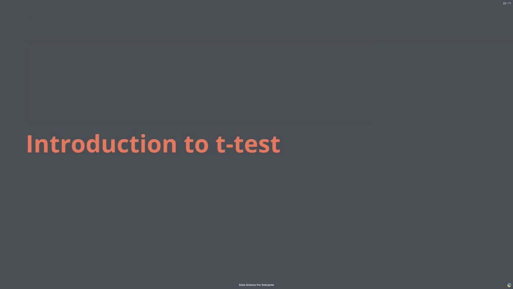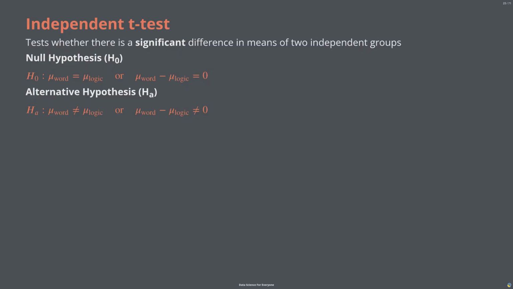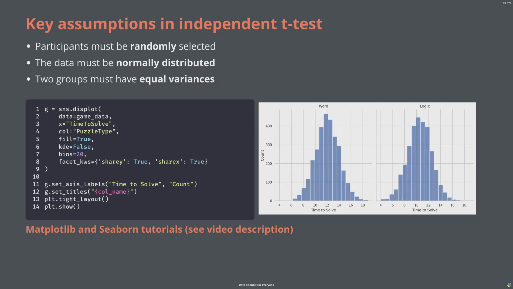One common method used in A/B testing is the independent sample t-test. T-tests check whether the difference between average values of two separate groups is statistically meaningful. For example, in our case, it tests whether there is a significant difference in how long people take to solve either word puzzles or logic puzzles. The null hypothesis assumes that there is no difference, and the alternative hypothesis assumes that there is a significant difference in the means.